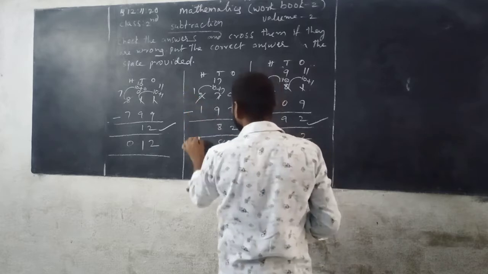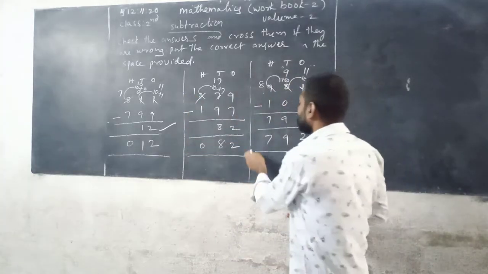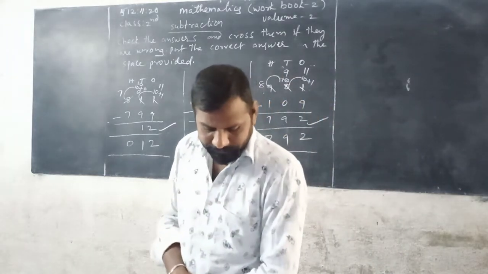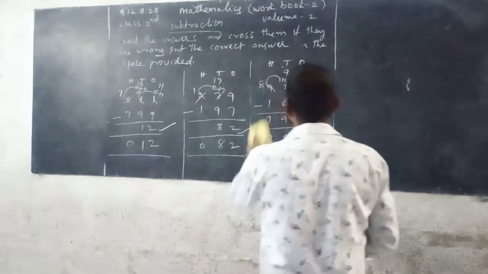Next 1 minus 1, 0. So 0, 82 means 82. So the given answer is correct. Right, tick mark. Now next here, 404 minus 88.